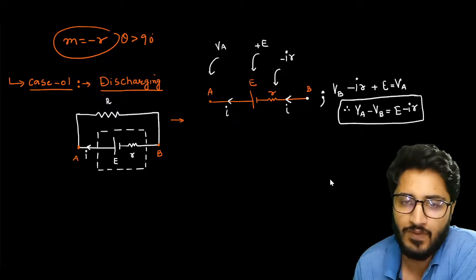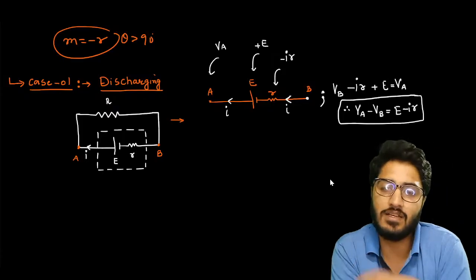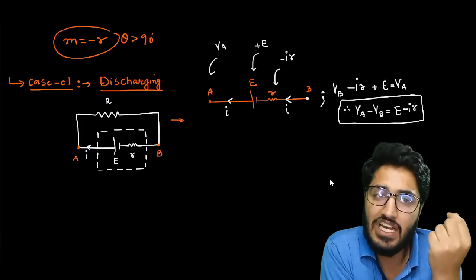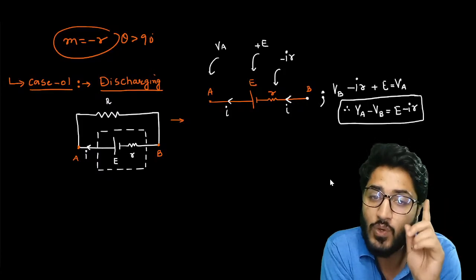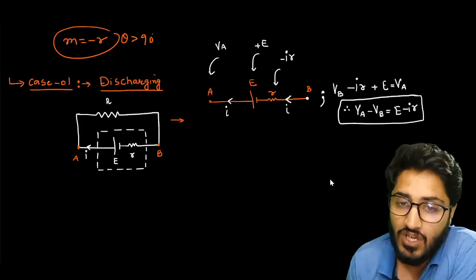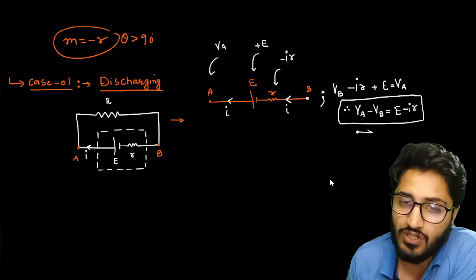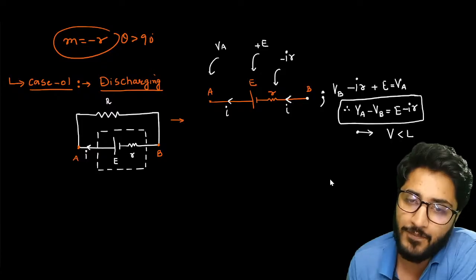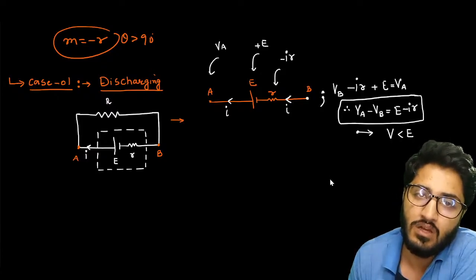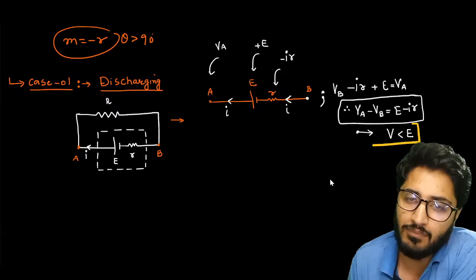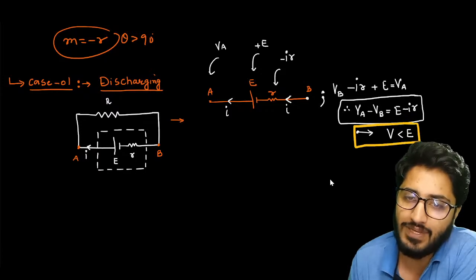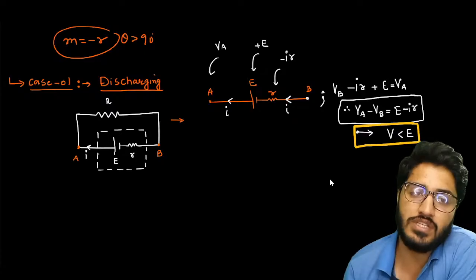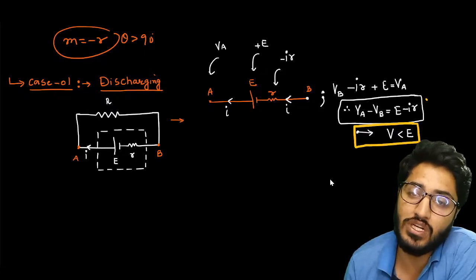Done? This equation indicates that in the discharging case, the terminal potential difference will be less than my EMF. Whenever your question says it is the discharging case, you need to write this equation.